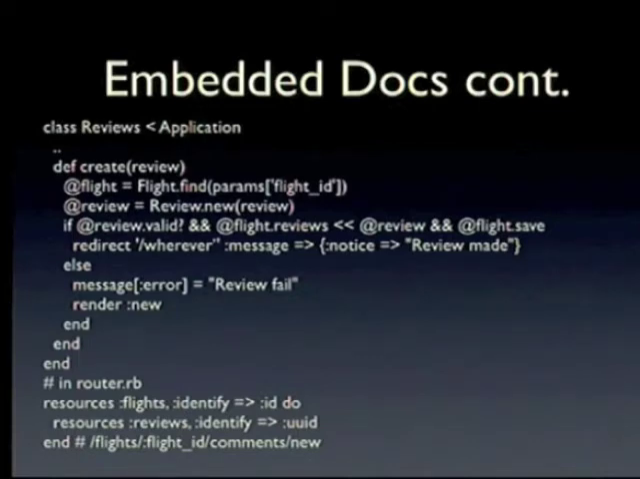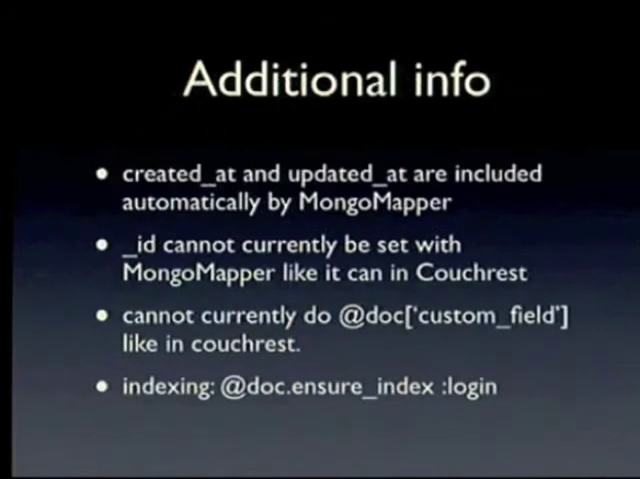You can see you check if the review is valid, and then you put the review into the array, the embedded documents of reviews. You just push it in there, and then you check if it saves and everything, and then you redirect wherever you want. And additional info, create, update, out, include automatically.